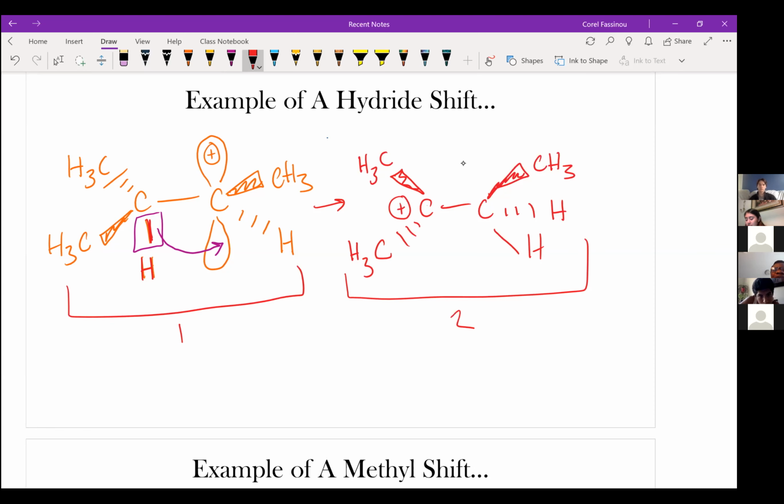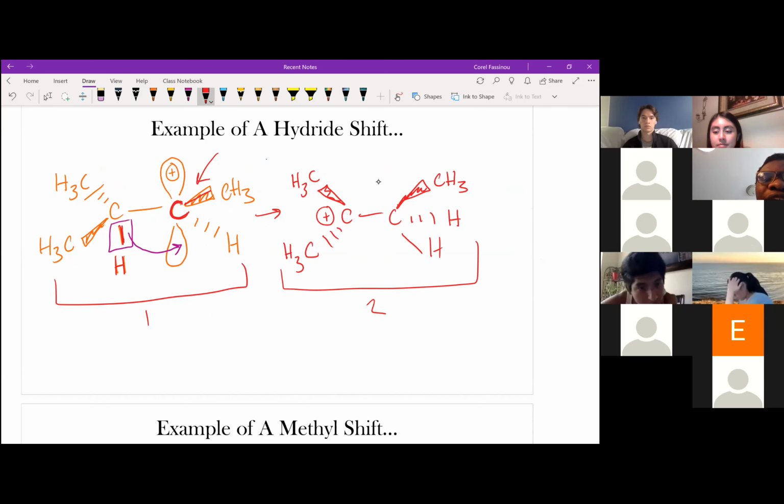So what type of carbocation do we have right here? Is it a primary, a secondary, or a tertiary carbocation? A primary? Close. The secondary? Yeah, secondary, right? Because we have a methyl group attached to it, so that's 1, and then another carbon-based group attached to it, so that's 2. So now we have a secondary carbocation. That's what we started with.